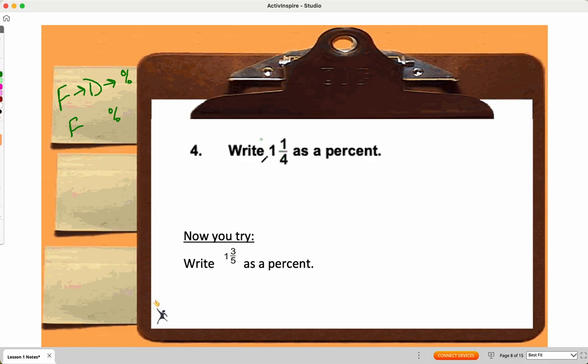So if I take 1 1/4, most of us know that 1/4 is 25%, 0.25. Well, there's my decimal right there. And if I say, okay, 2 to the right, it's 125%. There's my final answer. Take a second, do the same thing with 1 3/5.